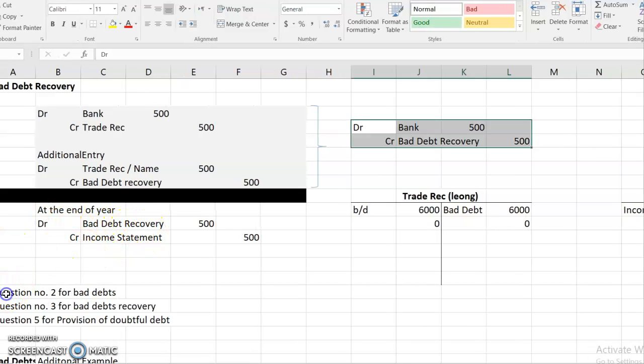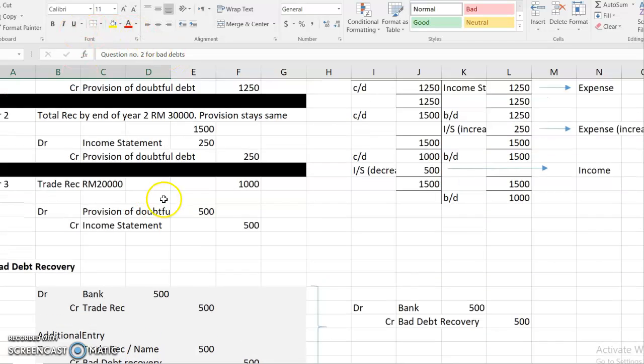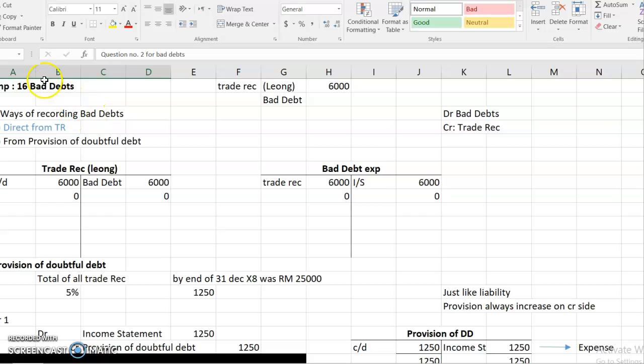So question 2 is based on bad debt, question 3 is bad debt recovery, question 5 is provision for doubtful debt. Those are very simple questions. You can try and see if you understand the concept, so we can move on with a bit more complexity. So that's all for this chapter, and if you have any questions, just let me know.